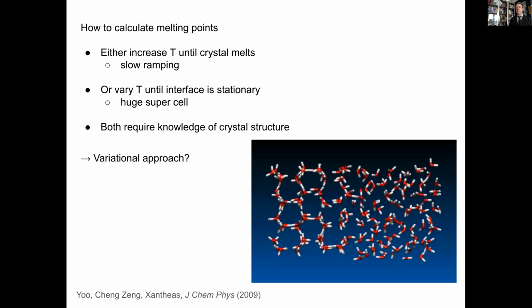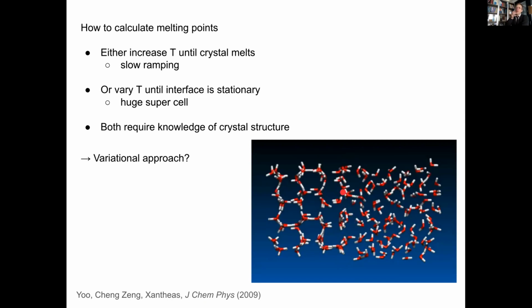Another example is the problem of melting. If you have never thought about melting, it's from the simulation point of view a really intriguing and fascinating problem. Now, there are multiple ways to tackle melting. One way is depicted here. You can build a unit cell of your material where you include the two phases, the liquid phase and the solid phase. And this comes from this paper by Yu, Cheng, Xantheas in JCP 2009. So you have two phases and you see the boundary.